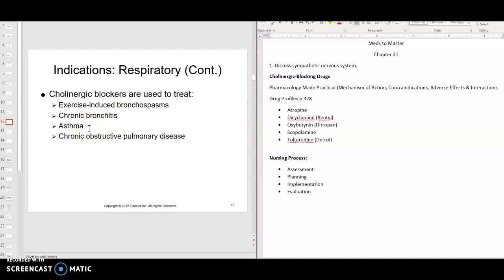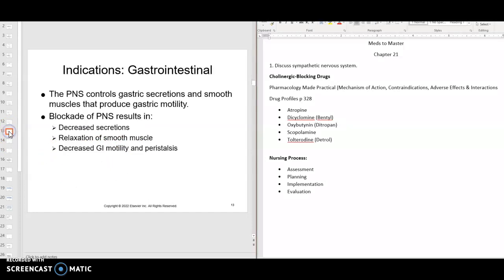Asthma, which again, same thing. We'll have those individuals whose airways are constricted. It'll help open those up. And then same with our patients with chronic obstructive pulmonary disease. It'll help dilate those and make it easier for them to breathe.